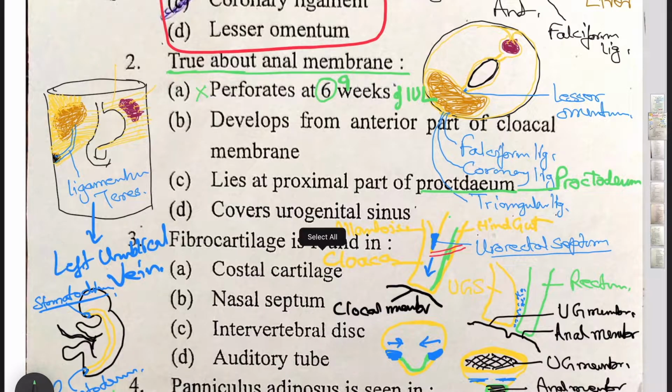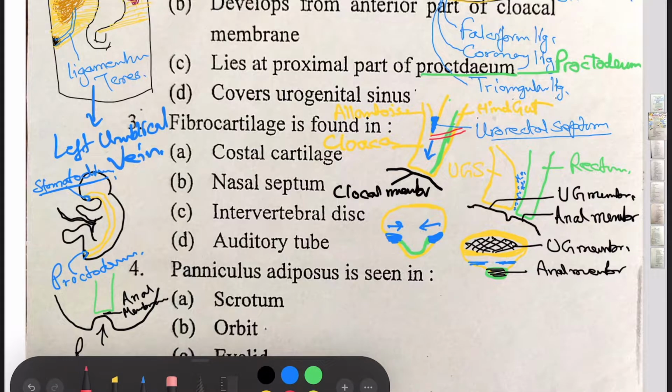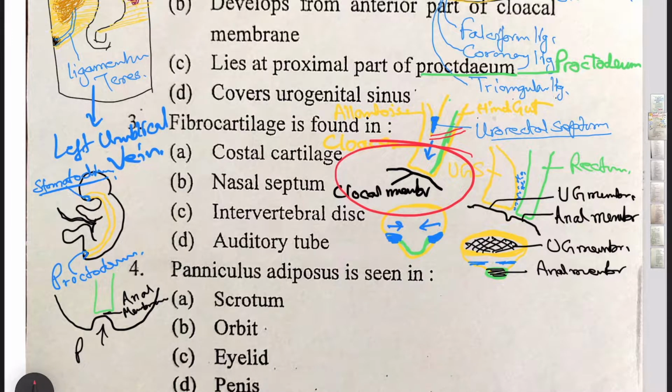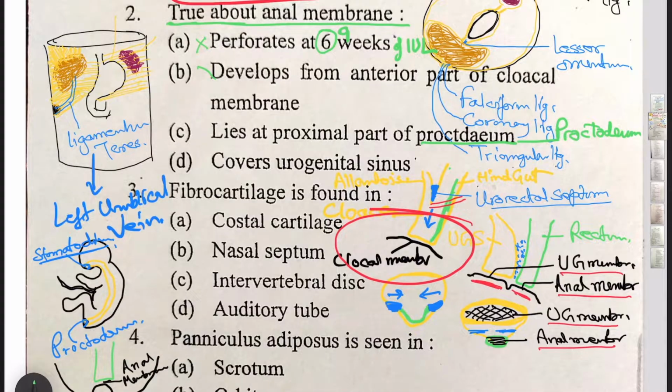Then they've written it develops from the anterior part of the cloacal membrane. Here, look at this diagram. The cloacal membrane is this, which is the ectodermal lining on the inner surface of the primitive urogenital sinus. Later on it splits. So remember, the anterior portion of this cloacal membrane forms the urogenital membrane, while the posterior portion of the cloacal membrane forms the anal membrane. So this also becomes a wrong statement.